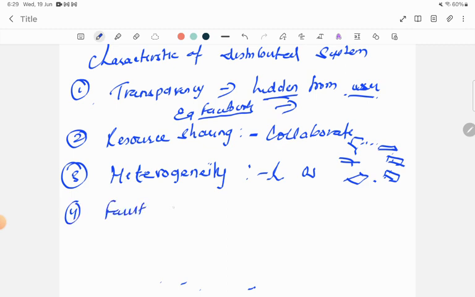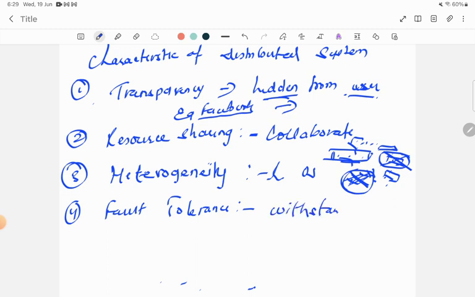The fourth characteristic is fault tolerance. Imagine millions of systems working together. What happens if one of the systems fails? It's very obvious that it can, because they are machines. If any component fails, the system should not stop working. This property is called fault tolerance. It is the ability to withstand failure.